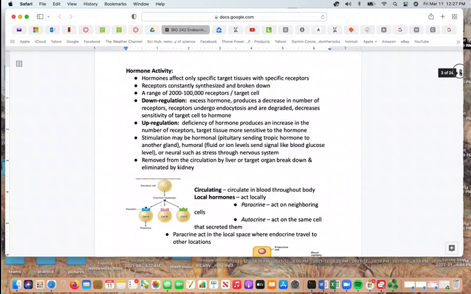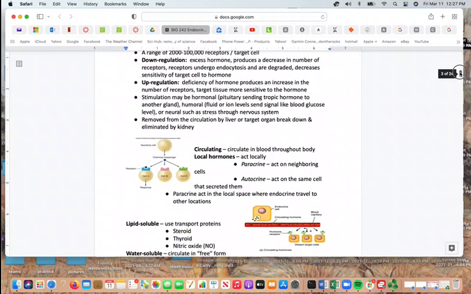Then the hormones are going to be removed from the system. This is usually done by the liver or the target organ itself, and it will break it down to be eliminated, and it's usually going to be eliminated through the kidney.